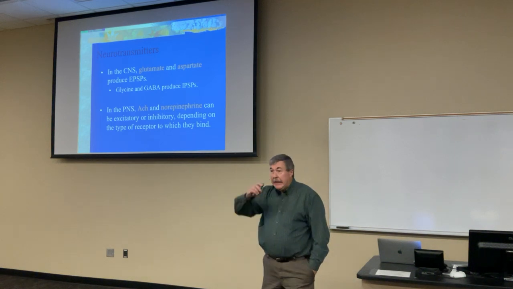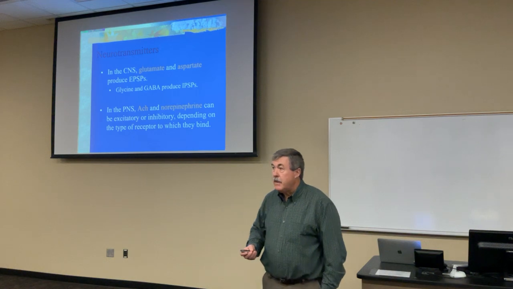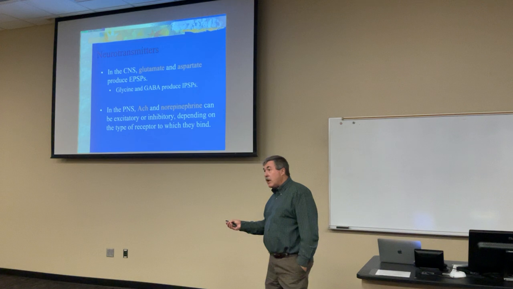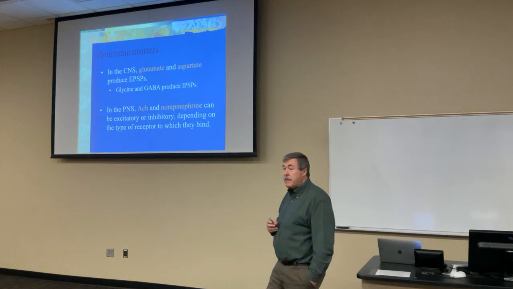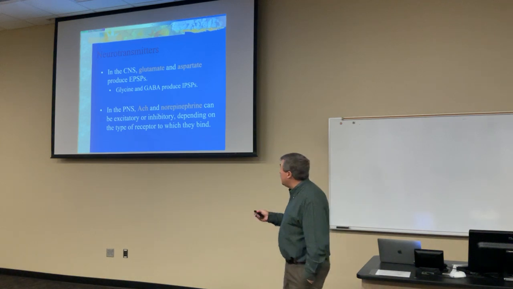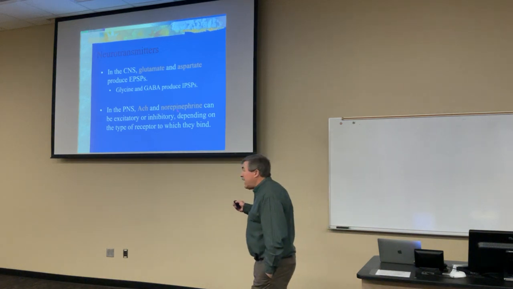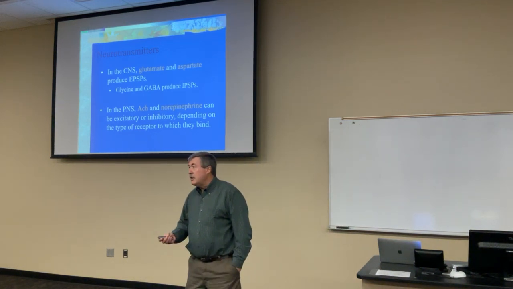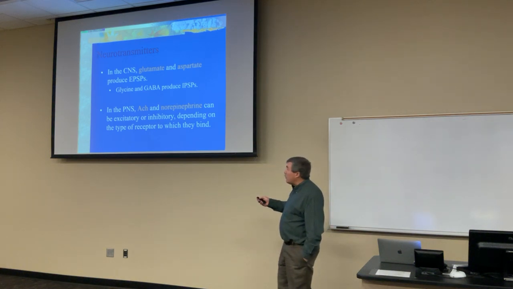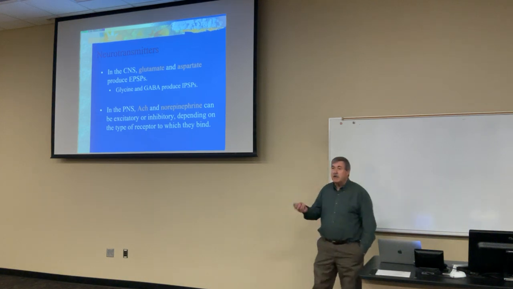Now, in the peripheral nervous system, the most common neurotransmitter, and the only one that's used in the somatic division, which activates skeletal muscles, is acetylcholine. But in the autonomic nervous system, norepinephrine is sometimes used. Norepinephrine is used mainly in the sympathetic division of the autonomic nervous system. The parasympathetic division, though, also uses acetylcholine. So acetylcholine is most common in the peripheral nervous system.